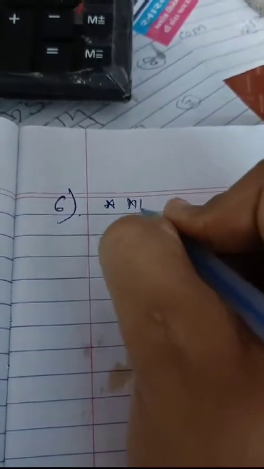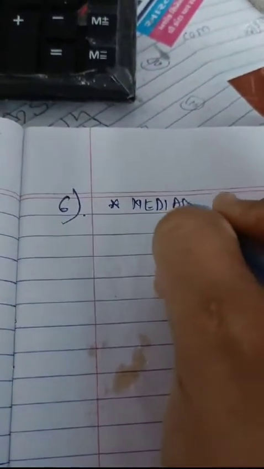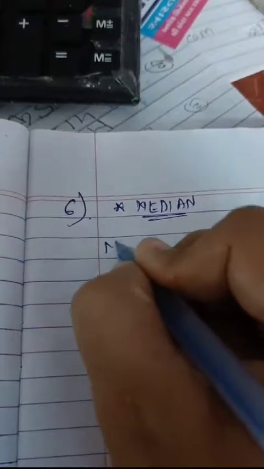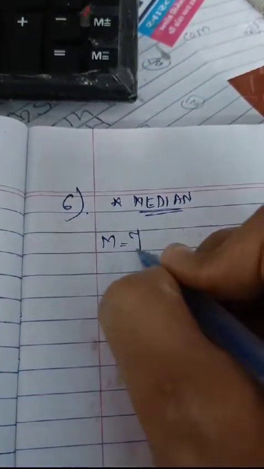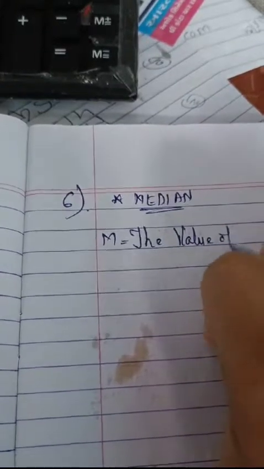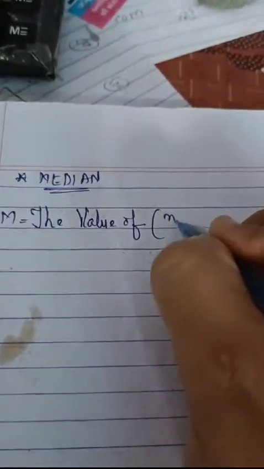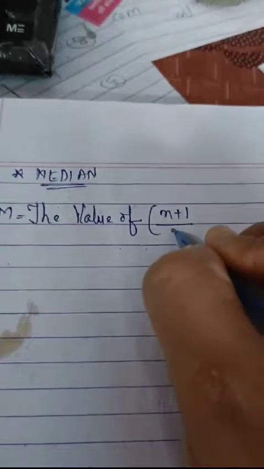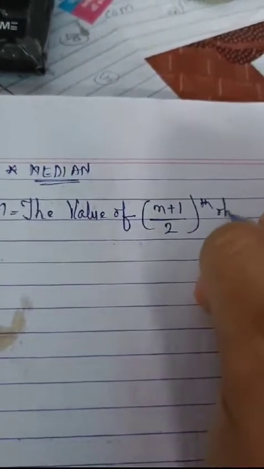So we will do median, as per the ungrouped data. The formula of median will be what? The value of (n plus 1) divided by 2 observation.